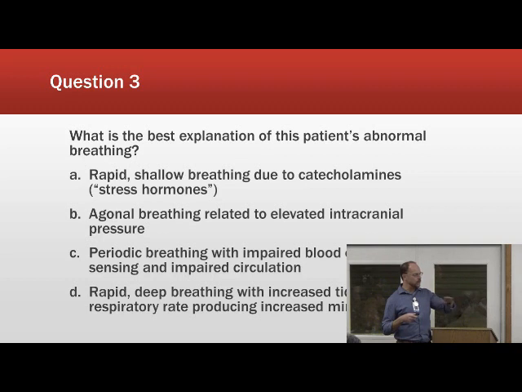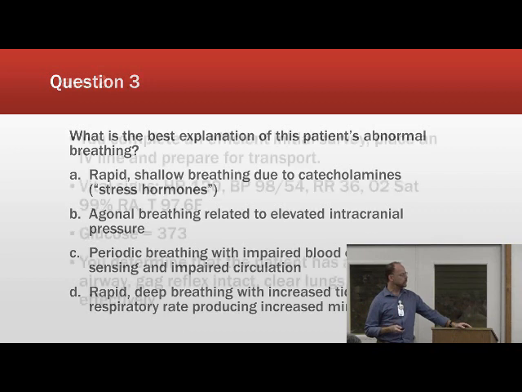Or is it periodic breathing where people breathe a bunch and then they kind of don't breathe, and then they breathe a bunch and then they don't breathe because the way they sense oxygen and carbon dioxide, is that normal? Is that what's going on? Or is she doing this rapid deep breathing with an increased volume of air with each breath and a fast respiratory rate producing this really high degree of ventilation? So we'll talk about that, okay? Just food for thought, all right?